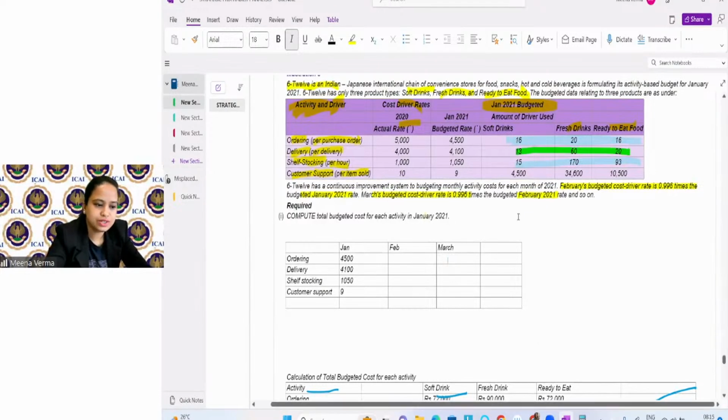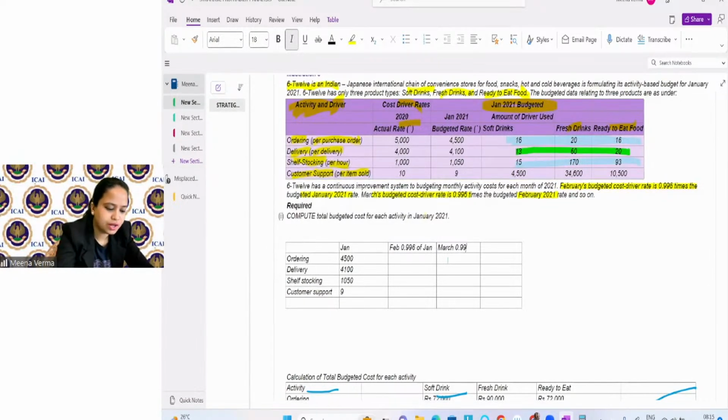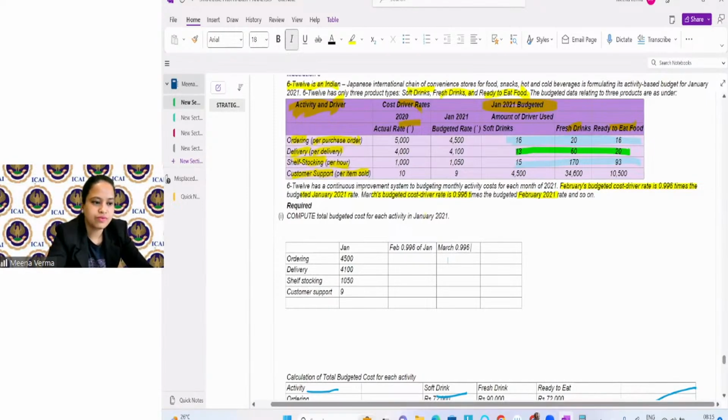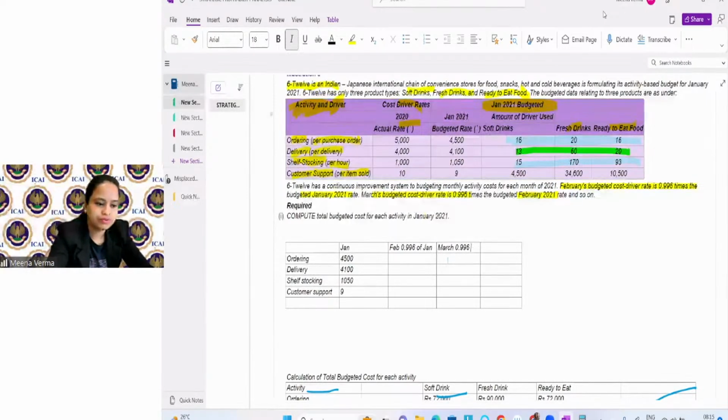So you can use it to change it for January. Feb is what? 0.996 of Jan. And whatever value you receive in the month of Feb, March will be what? 0.996 of the month of Feb. Okay. So you will use this relationship and you will find the values here. Let's do it.